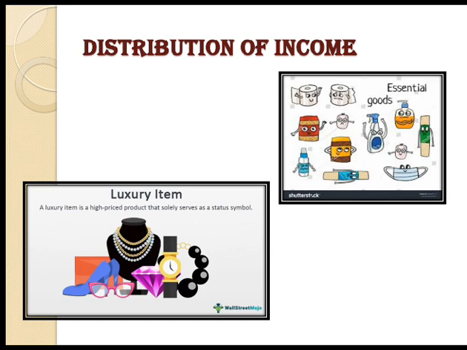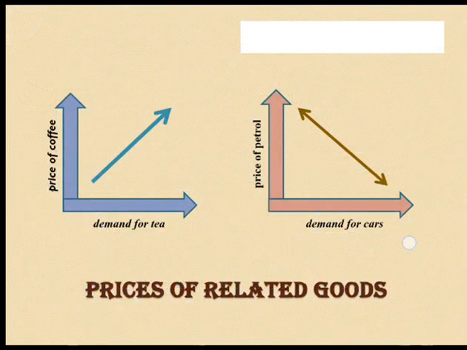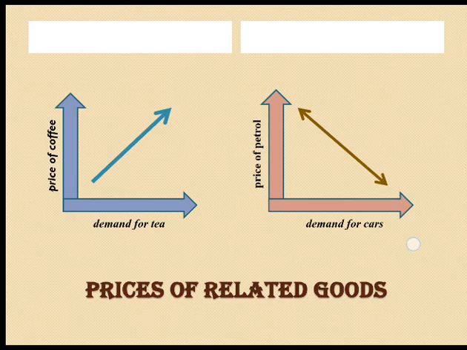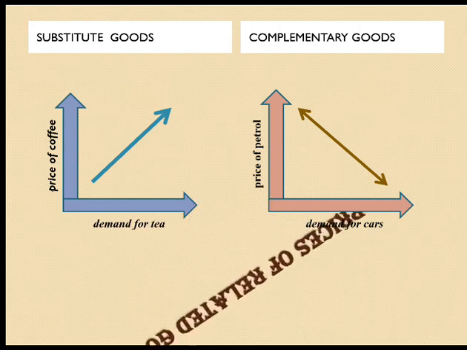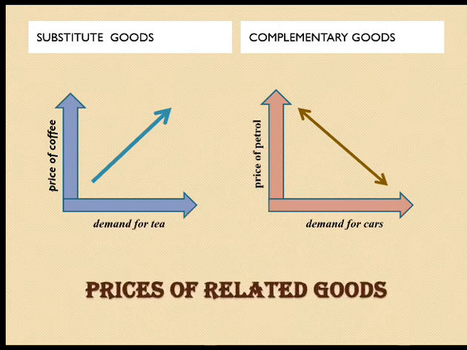Prices of related goods. The demand for a commodity is affected by the prices of related goods. Related goods can be divided into two parts: substitute goods and complementary goods. Substitute goods are those goods which satisfy the same type of need and hence can be used in place of one another. For example, coffee and tea, Coke or Pepsi. These are a few examples of substitute goods.